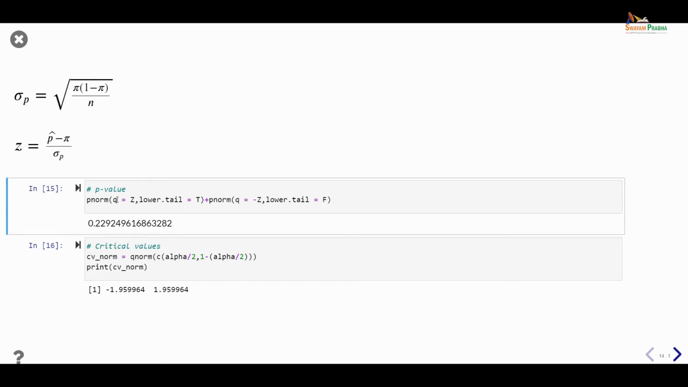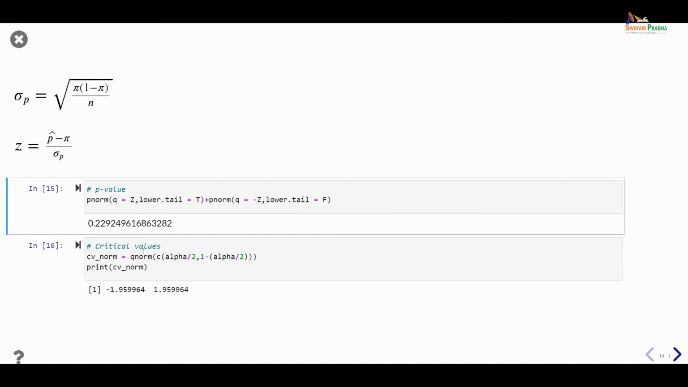To get the p value, you need to use the function p norm. The first parameter is q, which is going to be the z value that we've earlier calculated. I am giving the lower tail as true in one case and false in the other. This is a two-sided test and there's an equal chance of that value lying on either side. So I am giving q as z in one case and q as minus z in the other. This is how you calculate your p value.